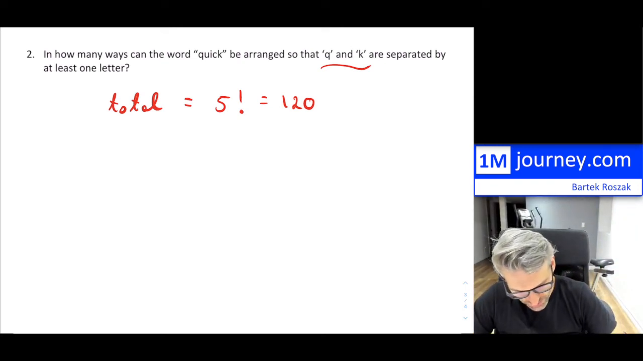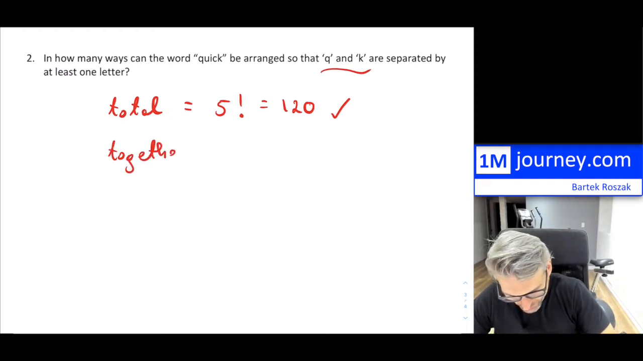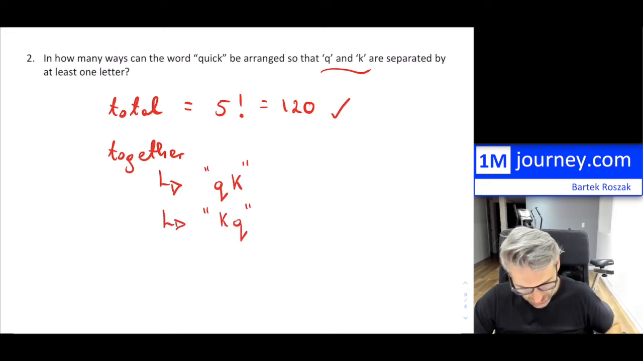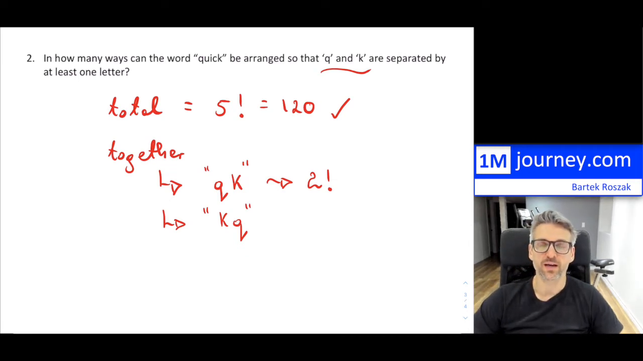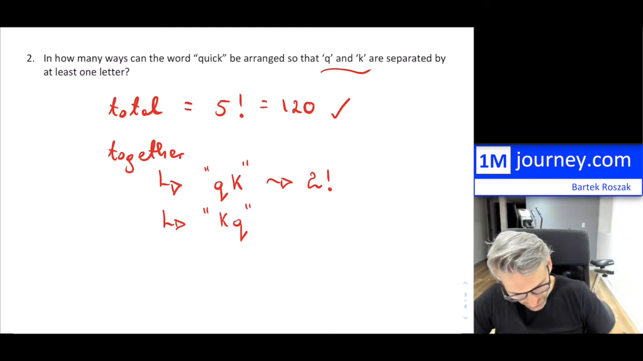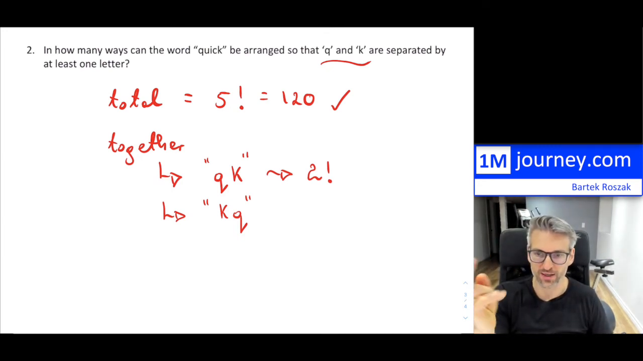So let's do that. Here is my total number. And now I want to know, when are they together? Well, that means you either have Q, K, or you can certainly have K and Q. So here they're also together, so they're not separated by anything. Now, because we have 2 different letters, this is just 2 factorial, so 2 times 1 different ways of rearranging, which is just the swapping. So that's 2 factorial ways.